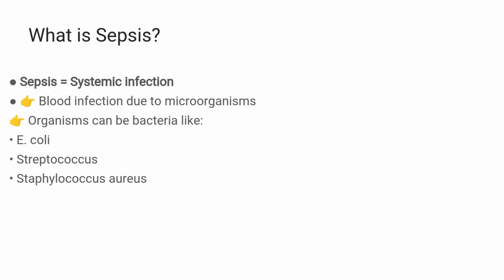Sepsis coding guidelines. Let's understand sepsis coding basics. Sepsis is a systemic infection caused by microorganisms. It affects the entire body through the bloodstream. Different organisms have different sepsis codes.